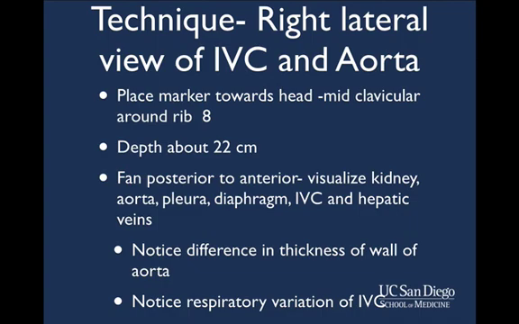If we would like to see the inferior vena cava and the aorta from the lateral view on the right, we will place the marker dot towards the head in the midclavicular line, somewhere between thoracic rib 8 and 10. We will initially set our depth about 22 centimeters. As we fan from posterior to anterior, we will first visualize the kidney, then the aorta. Next, we will see the pleura superior and the diaphragm. We will then identify the inferior vena cava as we fan slightly more anterior and the hepatic veins it gives off. It is easy to notice the difference in thickness of the wall of the aorta versus the inferior vena cava. We can also notice respiratory variation of the inferior vena cava.